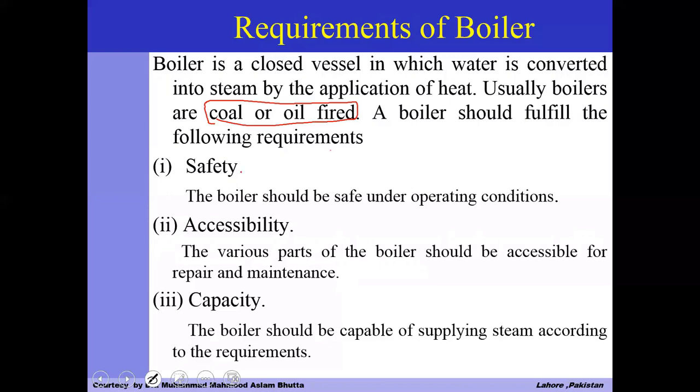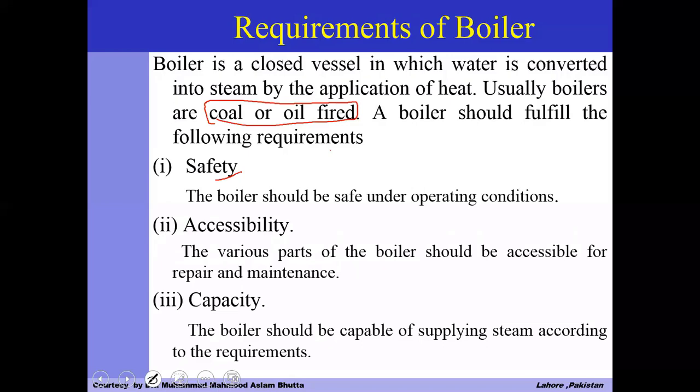First and most important is safety, because boilers contain high temperature water that is converted into steam. If the boiler blasts, there is a large explosion and it can cause huge destruction. So whenever we design a boiler, it should be under the standard conditions and fulfill the requirements. There are certain standards available for the design of the boiler, like the SMA standard and the ASHRAE standard. So the boiler vessels are designed according to these standards.